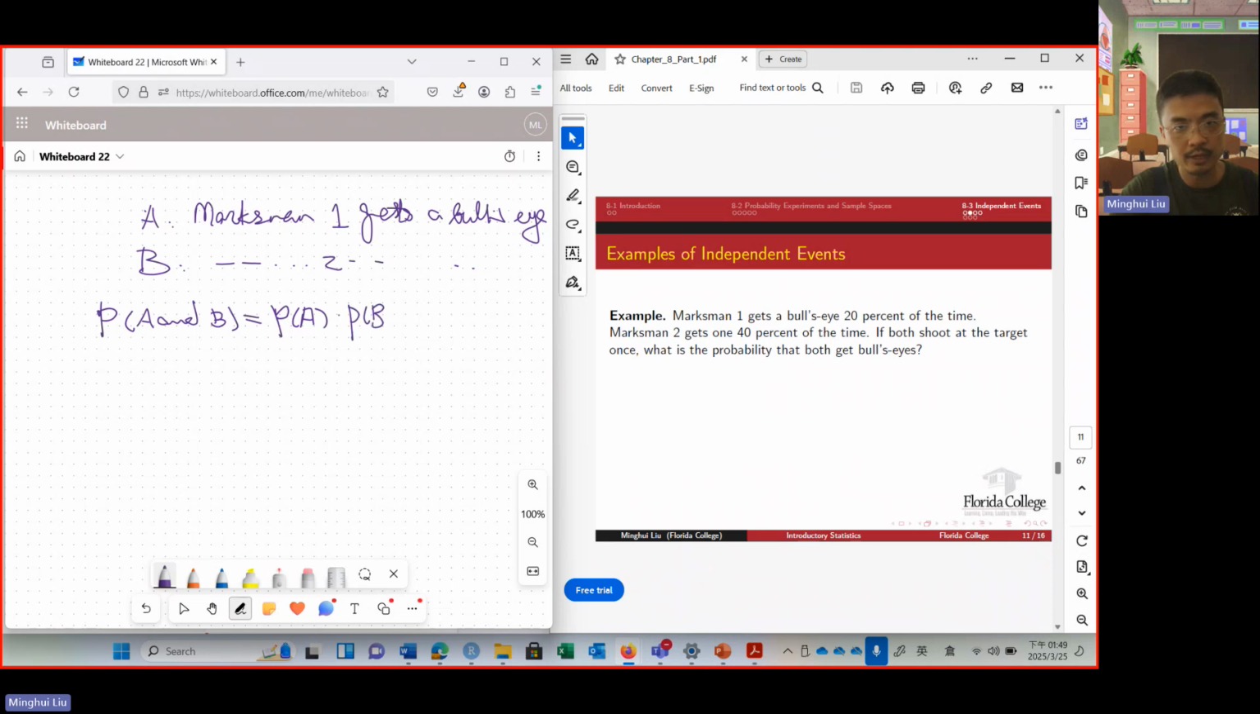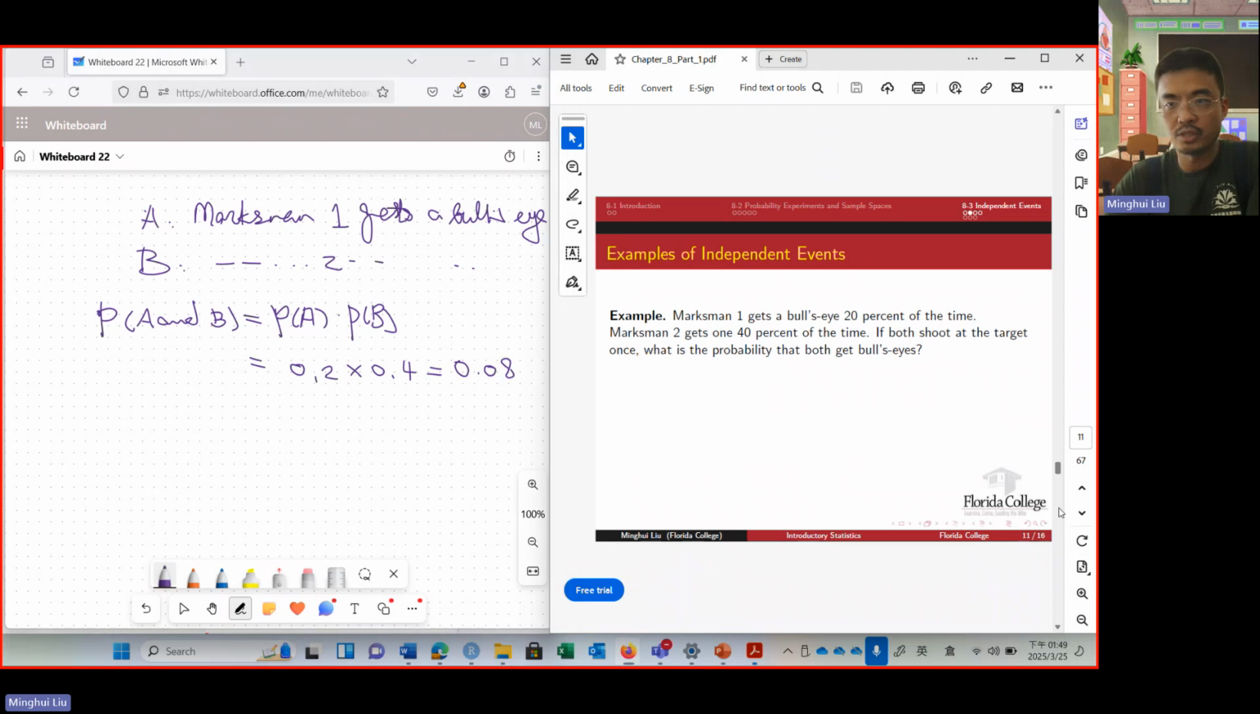We know that P of A, the probability that the first person gets the bullseye, is 20%, so that is 0.2, multiplied by P of B, which is 0.4. Be careful, this is not 0.8. It is 0.08. So the probability of both of them getting a bullseye would be 8%, which is not very likely, but it could happen.